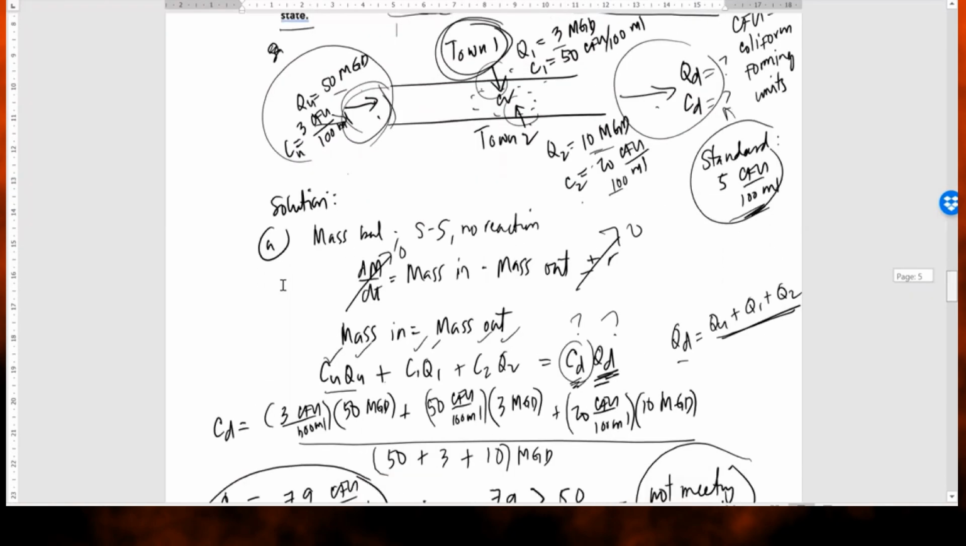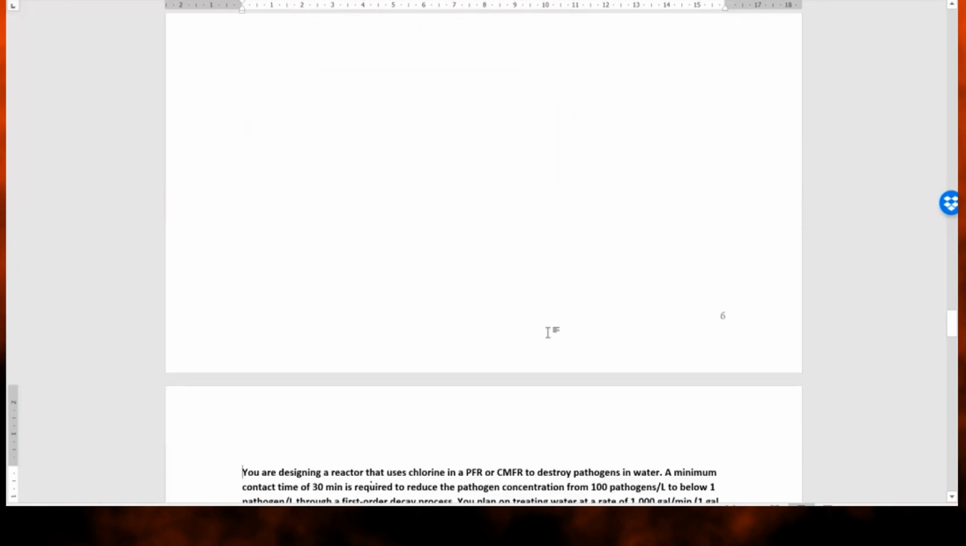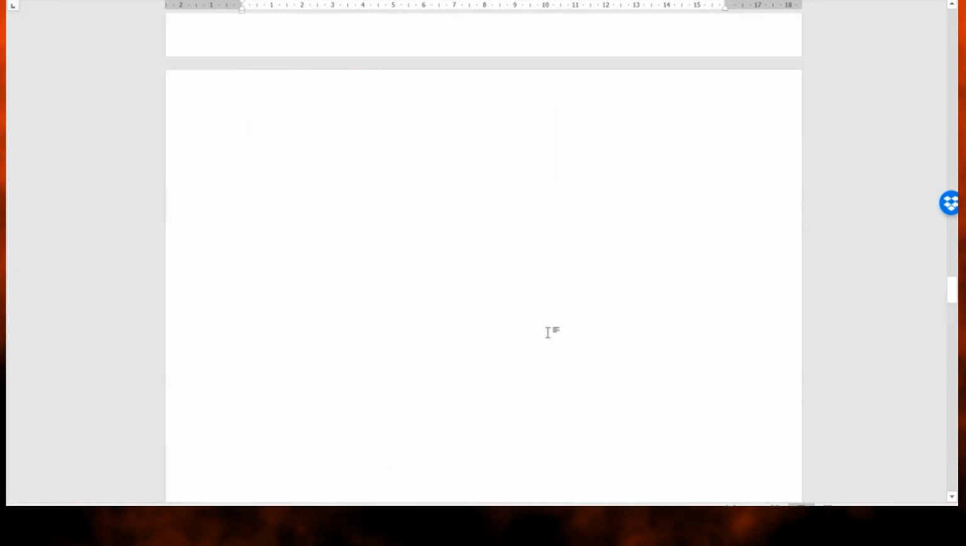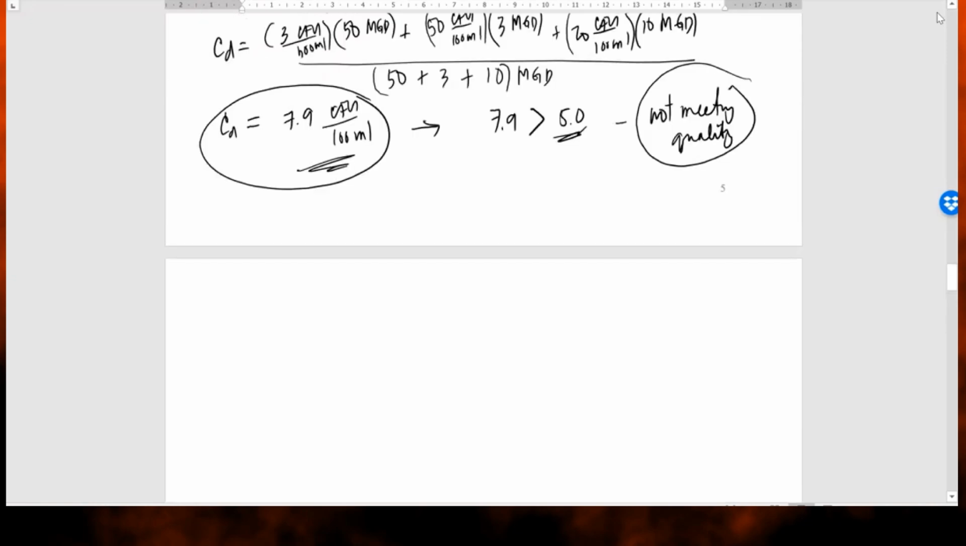All right, I will make another page. So letter B is changing town 1 only. So town 1, letter B. Town 1 is requested to go down with the concentration. So what would be the concentration of town 1 so that it can meet the standard of 5 CFU per 100 mL? Is it possible or not?